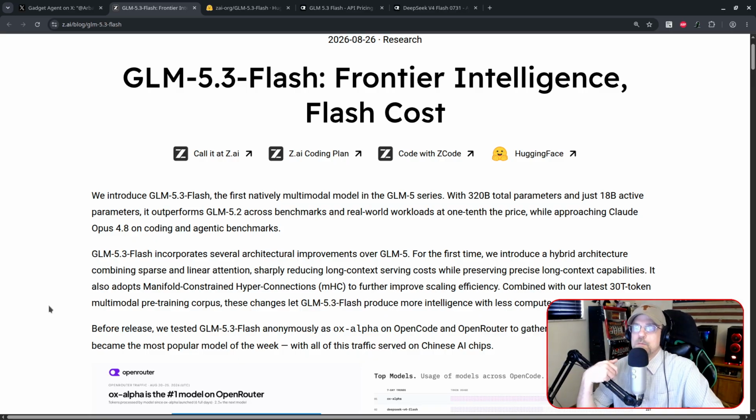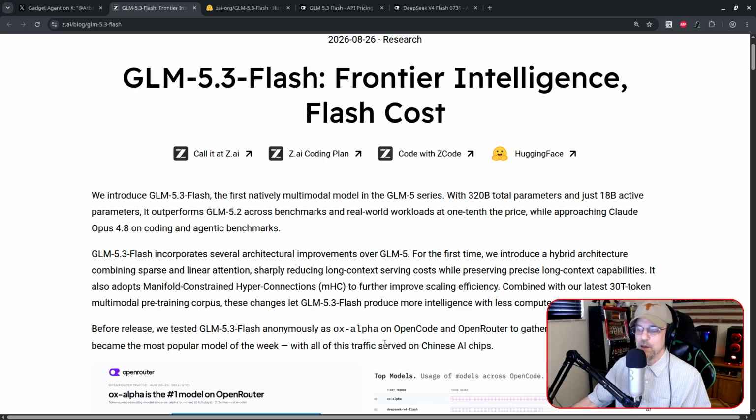So on their blog: GLM 5.3 Flash, Frontier Intelligence, Flash Cost. We introduced GLM 5.3 Flash, the first natively multimodal model in the GLM 5 series. With 320B total parameters, it definitely means you're not running it on your laptop. And just 18 billion active parameters, it outperforms GLM 5.2 across benchmarks and real-world workloads.